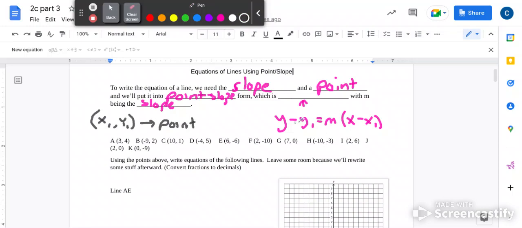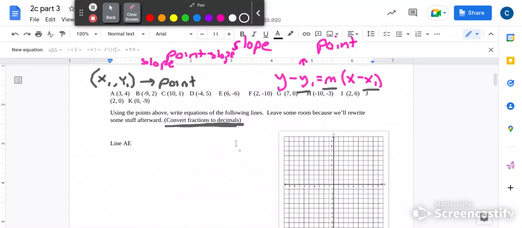So we have point slope here, y minus y1 equals m times x minus x1. What we're going to do is plug in a number for m, which is our slope, and x1 and y1, which is our point. We don't need to worry about converting fractions to decimals here. I want to do the first one together, and then I'm going to give you time to do the last three. So I want to do the first one right here on the video. Using the points above, write equations of the following lines. Leave some room. We'll write some stuff afterwards, but I'm not worried about that right now.